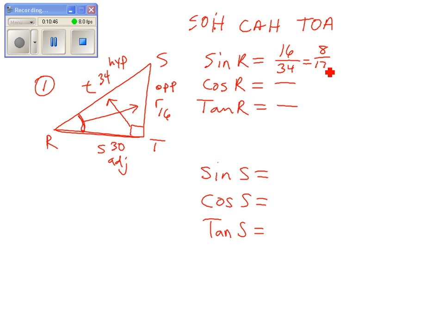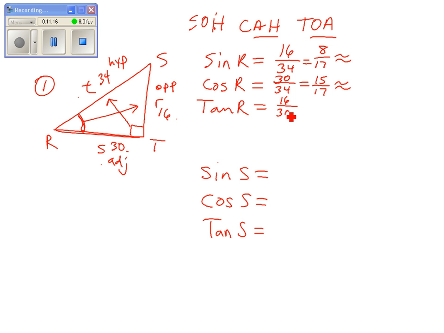You can change that to a decimal by dividing it. Cosine deals with adjacent over hypotenuse, so 30 over 34. Reduce that down, it reduces to 15 over 17. You can change it to a decimal. And then tangent deals with opposite and adjacent, so that is 16 over 30.